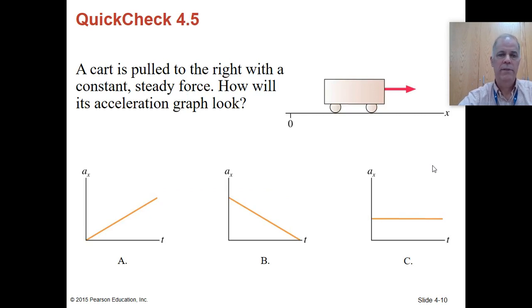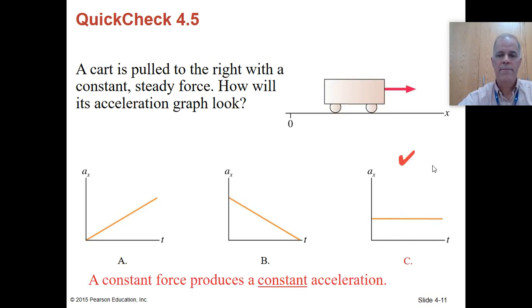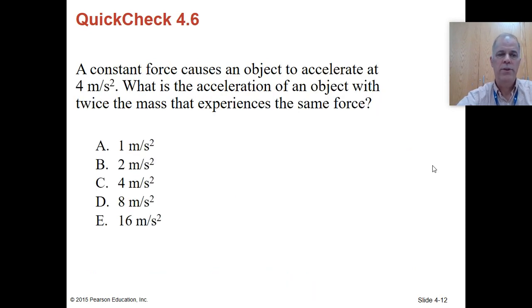Number 5, cart being pulled to the right with a steady force. Here comes the answer right now. Constant acceleration because it's constant force. Next one, number 6. A constant force causes an object to accelerate. If we double the mass, what happens to the acceleration for the same force?